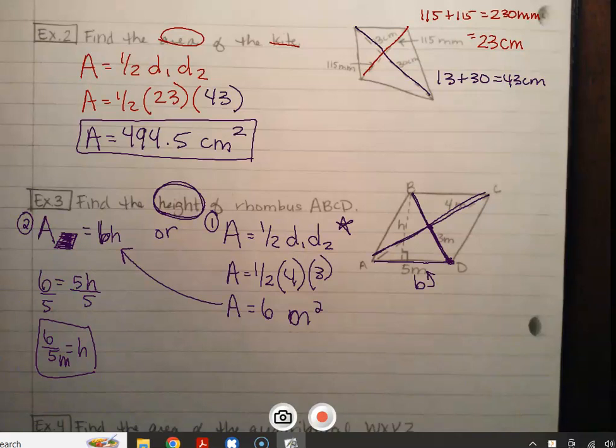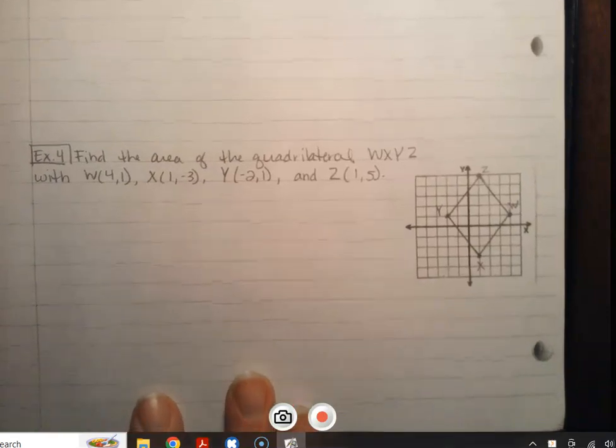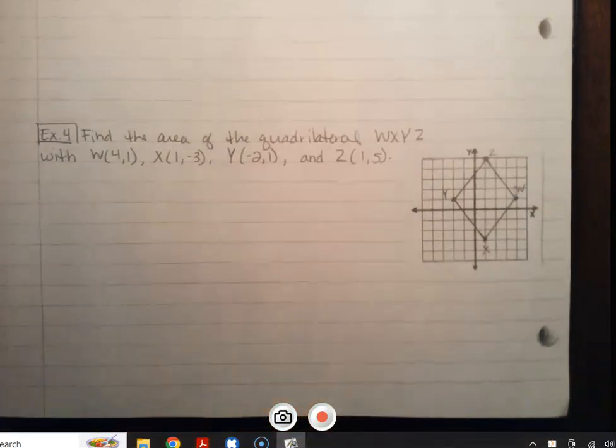So, all right, let's move down to example 4, our last one. We want to find the area of the quadrilateral WXYZ with W at (4, 1), X at (1, -3), Y at (-2, 1), and Z at (1, 5). I've already drawn this shape up for you so we could save some time, but we want to find the area of this quadrilateral.